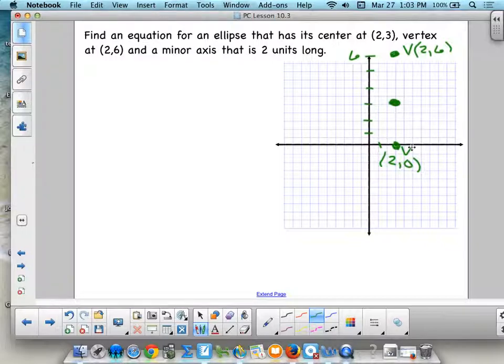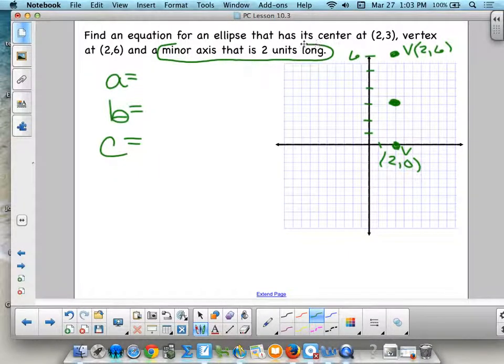Now, tell me what we know. Do we know A? Do we know B? Do we know C? Oh, sorry, I forgot to read something to you. Look, the minor axis is 2 units long. Shouldn't that tell us something about B? How long is B then? 1. B is 1. What else do you know? A is 3. And C you don't know, do you?